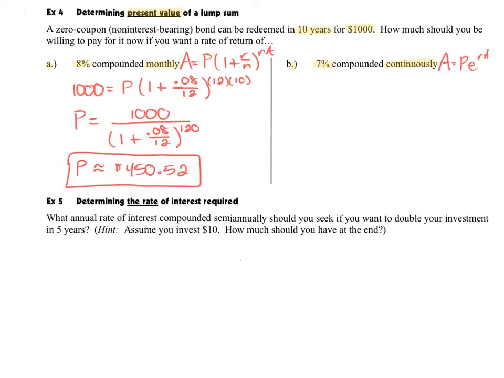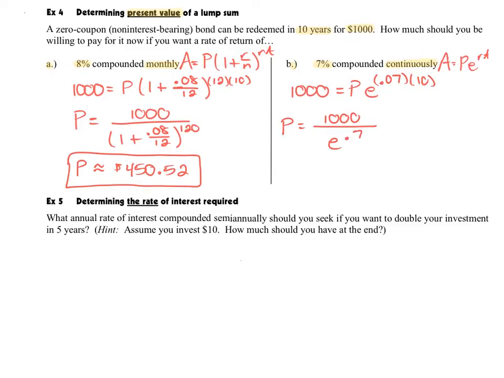On our compounding continuously, again, we know that we want to end with $1,000. We don't know the principal amount. That's the point of the question. E never changes. Our rate this time is 0.07 and our time is still 10 years. So if I want to type this into my calculator, what I'm going to do is say that my principal is going to be my $1,000 divided by e, and I can condense that exponent, make it a little bit nicer, and write it as a 0.7.